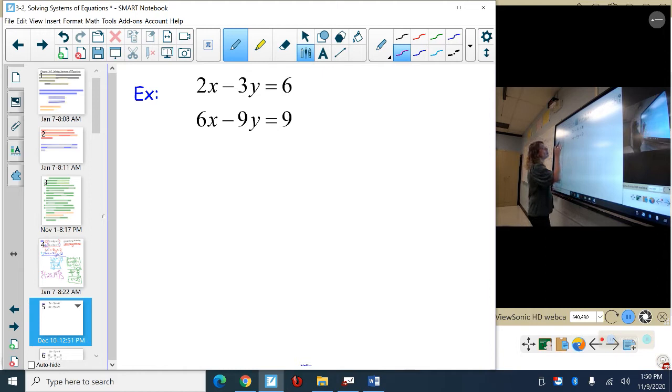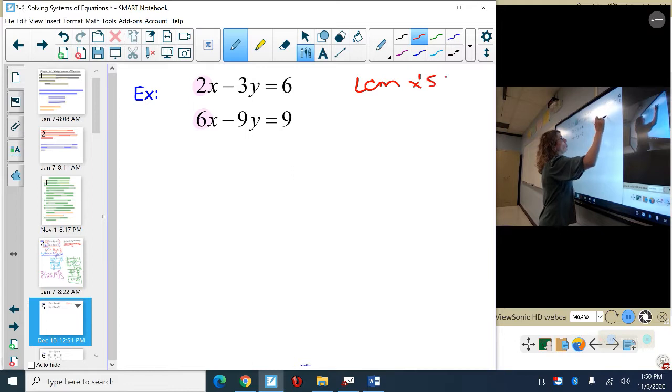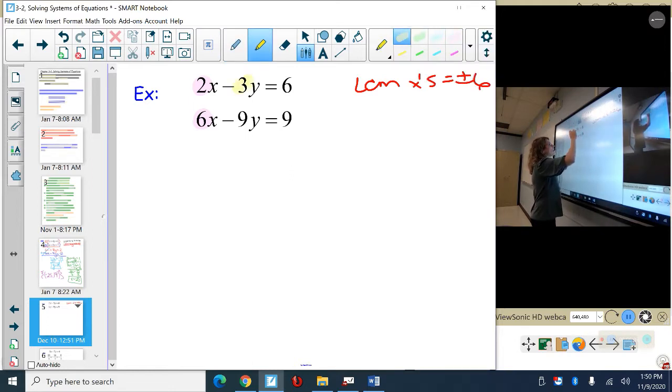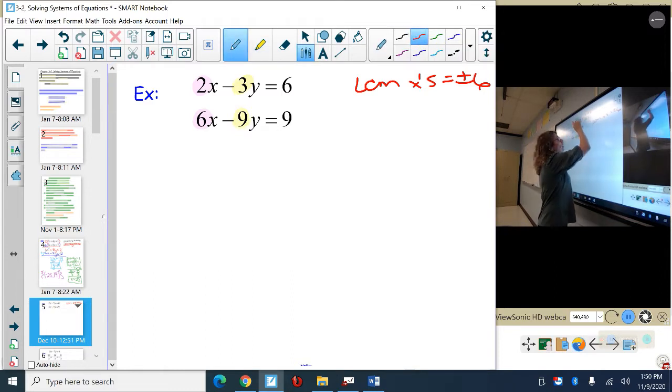Okay? So I'm going to say, are my x's lined up? Yes, they are. Are my y's lined up? And are my numbers? Sure. So I'm going to go ahead and look at my x's. 2 and 6. What is my least common multiple? Well, that's going to be plus or minus 6. What about of my y's? That's going to be 3 and 9. So that's going to give me plus or minus 9. Which one's smaller?